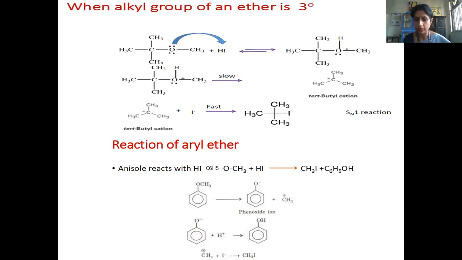Now there are two possibilities. Phenyl iodide, C6H5I, could form along with CH3OH, methyl alcohol. But in this reaction, what we have to remember is that it is always phenol which is formed.